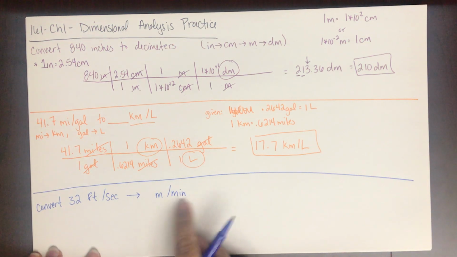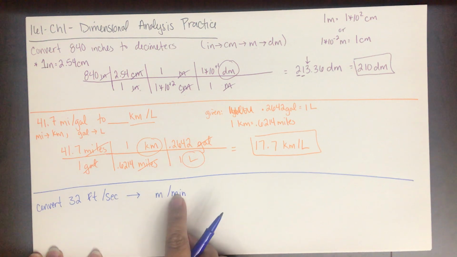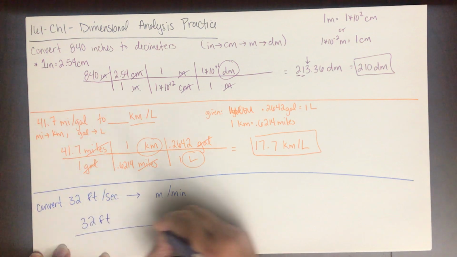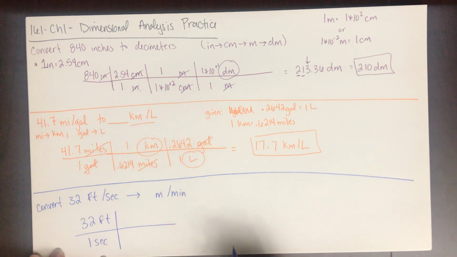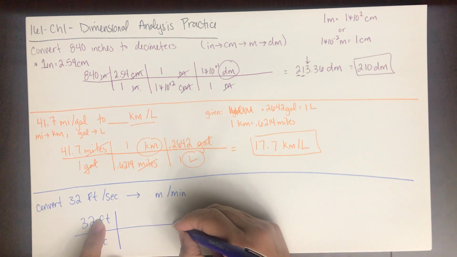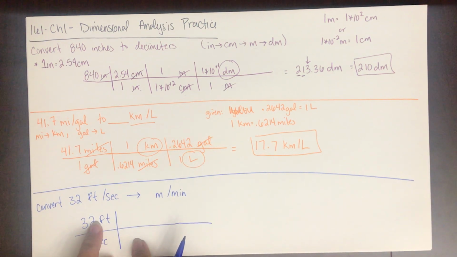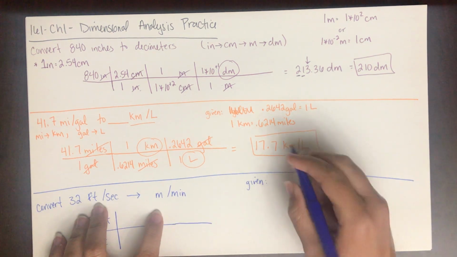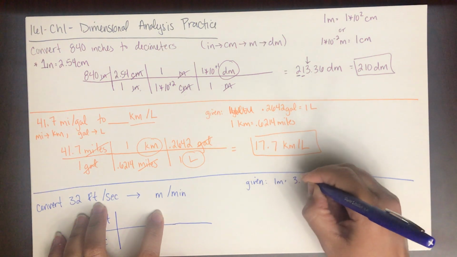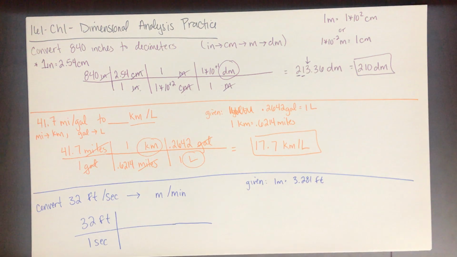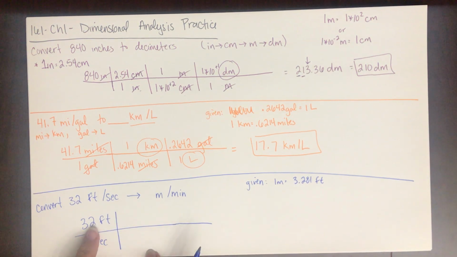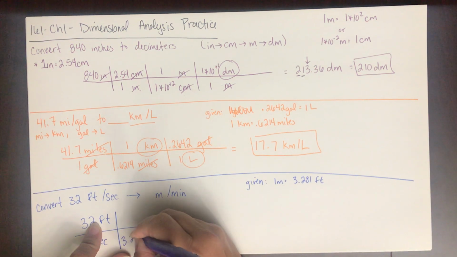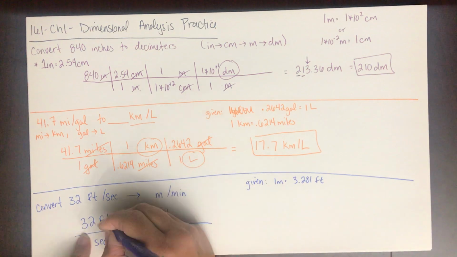So I'm converting two things. First, I'm converting a unit of distance, and then I'm converting a unit of time. So you can do this however you want. 32 feet in 1 second. So I'm going to convert the distance first. I'm going to convert feet to meters. You would be given that conversion. 1 meter is 3.281 feet. So feet you want on the bottom. 3.281 feet in 1 meter. So now feet will cancel.